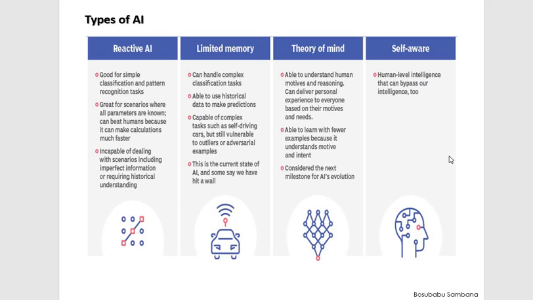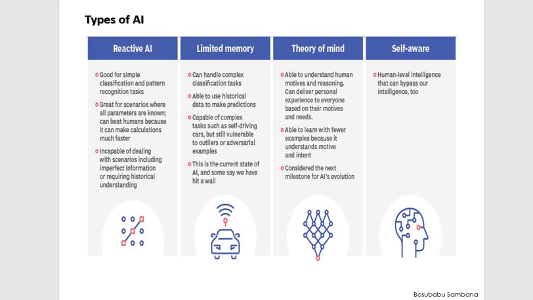Next one, considering the next milestone of AI evolution, means industrial and computational revolution. Self-aware: human-level intelligence that can bypass our intelligence too, generally known as artificial super intelligence.